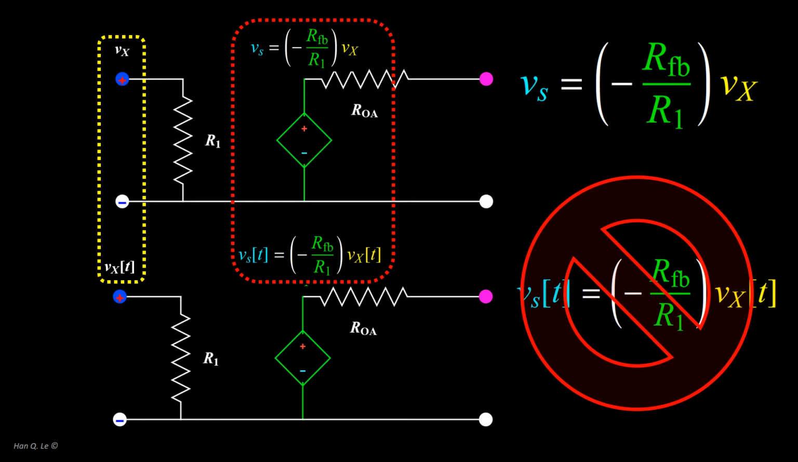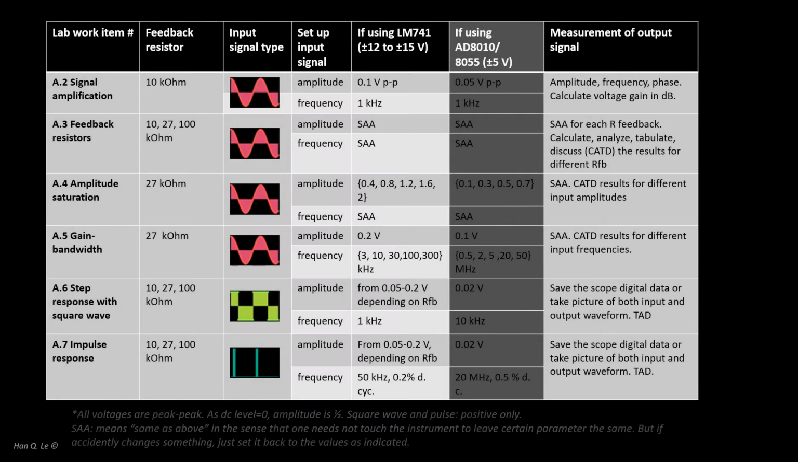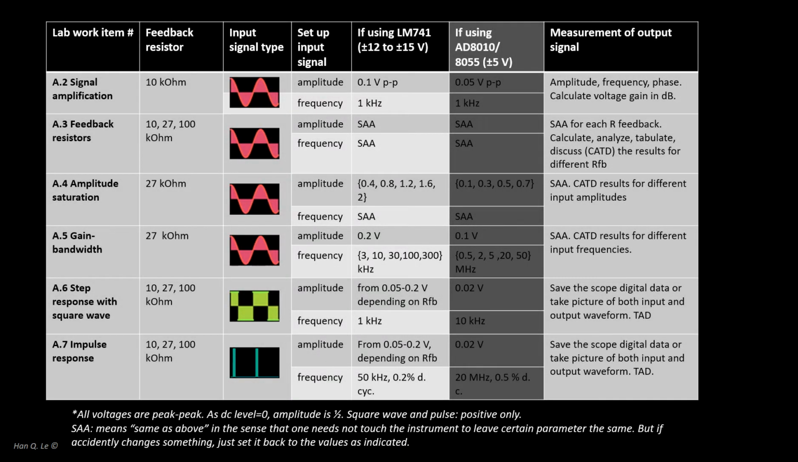Hence, the study of this Part A is not just about the validity of this voltage-dependent source model, but also the limitation of the model, that is, the conditions for which the model is no longer valid. Part A is straightforward. First, build the circuit, then perform a systematic series of measurements as shown in the table for steps A2 to A7.